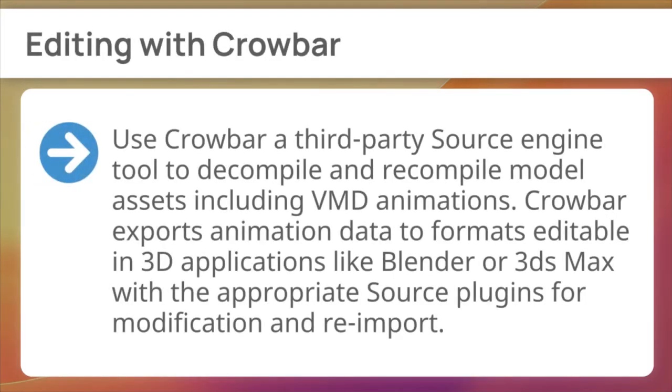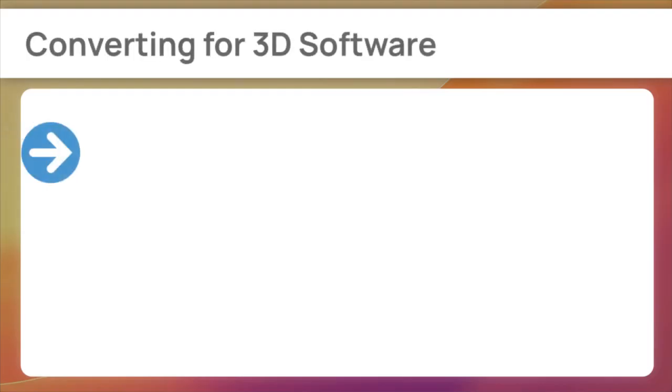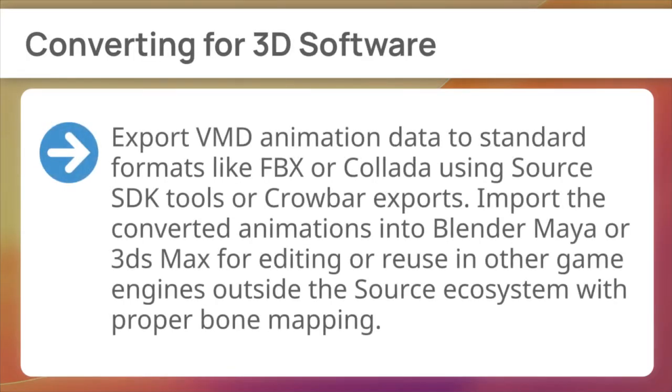Use Crowbar, a third-party Source Engine tool, to decompile and recompile model assets, including VMD animations. Crowbar exports animation data to formats editable in 3D applications like Blender or 3ds Max, with the appropriate source plugins for modification and re-import. Finally, converting for 3D software.